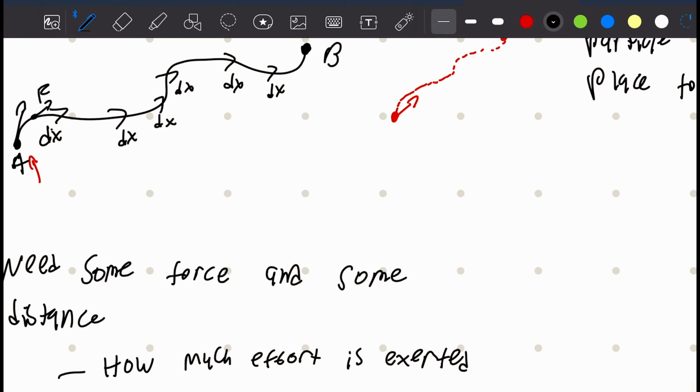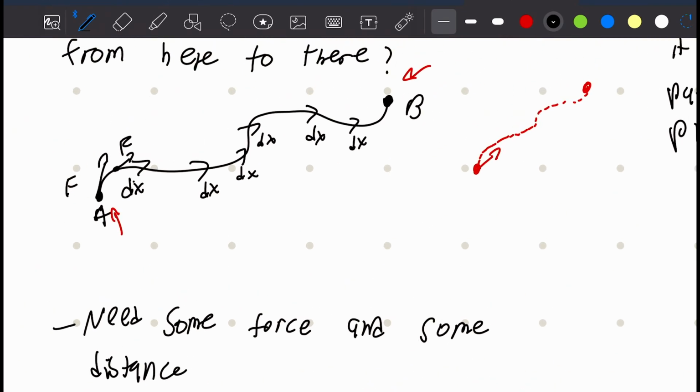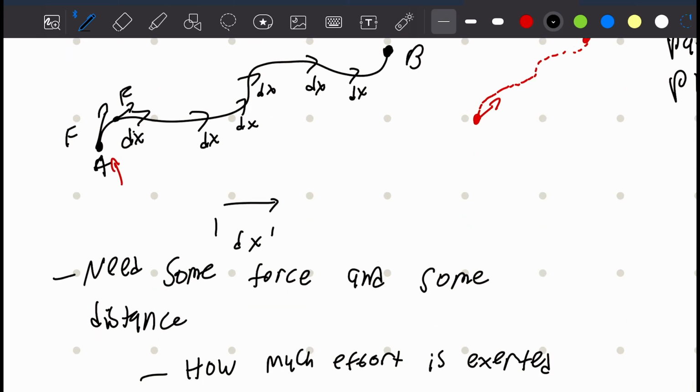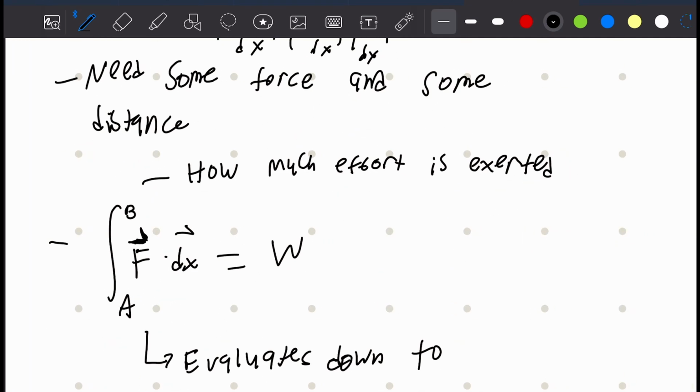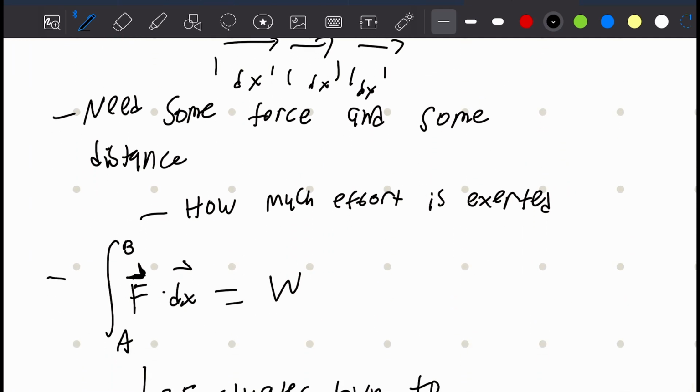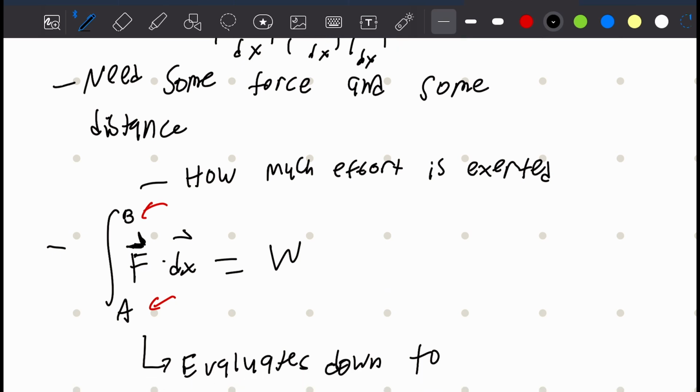The way we can derive this formula is we know that there's some force acted along some kind of distance. So we have this little force, and it's going across some distance dx, and we have an infinite number of these forces going to some dx. The energy behind this can be defined as the integral from position A to position B of all the force vectors dotted with the dx vectors. This is your work equation.